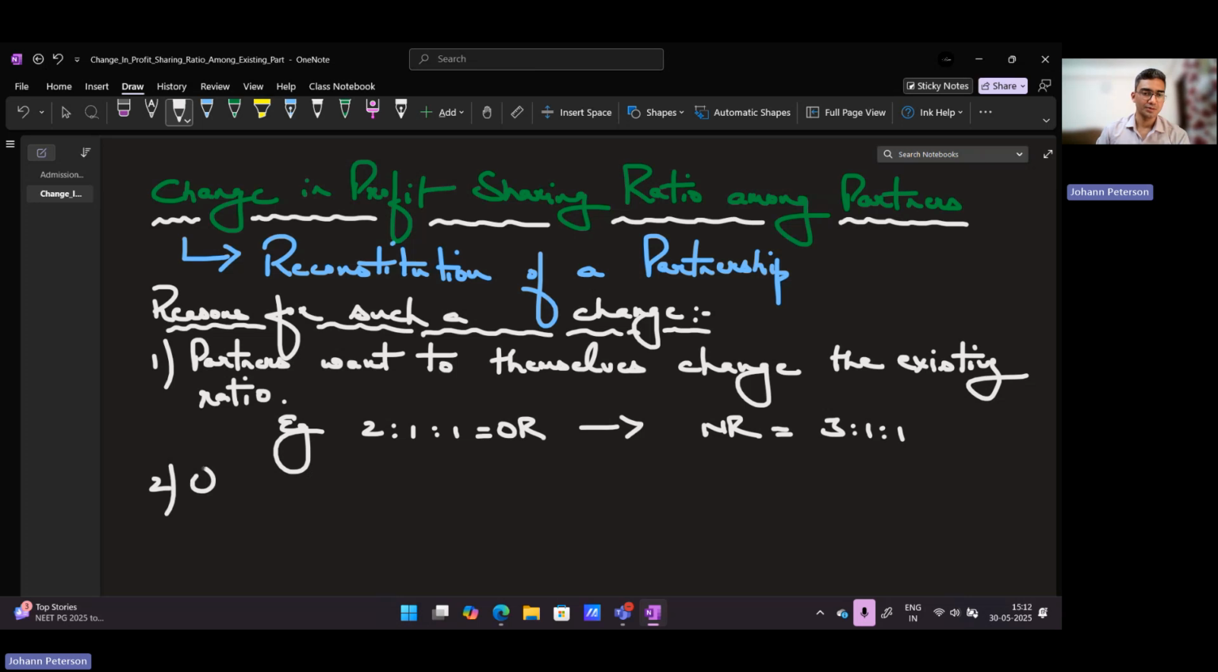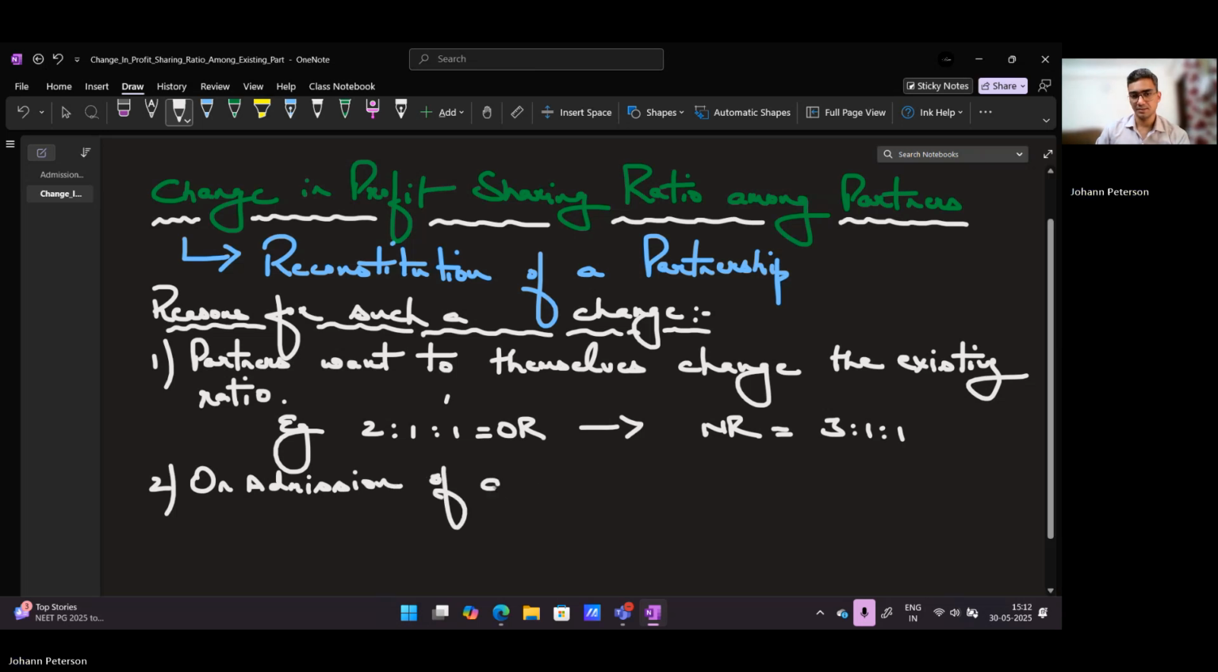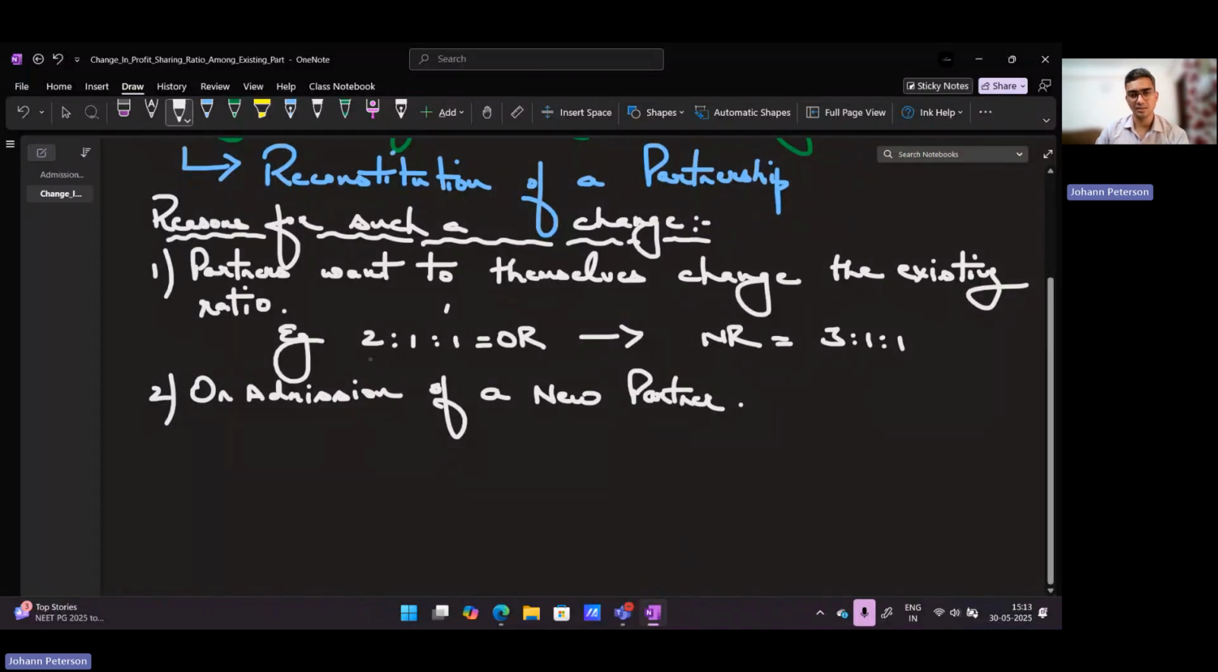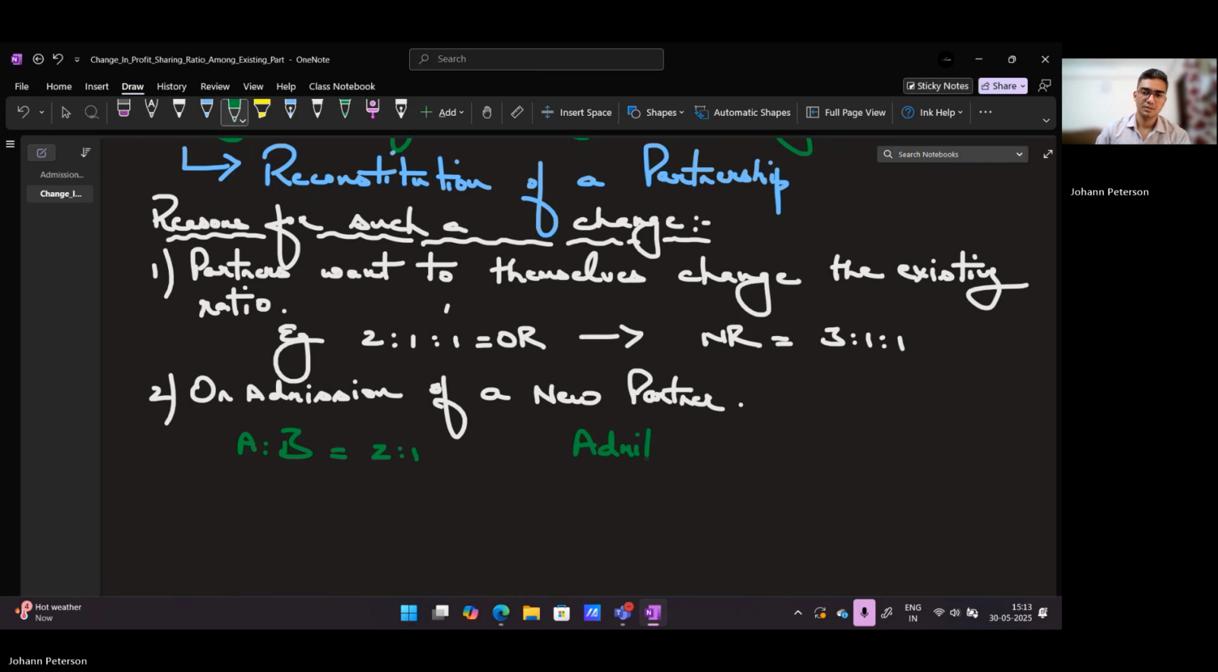The second reason could be on admission of a new partner. This we will see in the following chapter, which comes after this. So what happens in this case? Let's briefly discuss it. Let's say there are two partners, A and B, and their profit sharing ratio is 2 is to 1. Let's say they admit a new partner, C. Now, C is a new partner, and when he comes, let's say the new ratio becomes 2 is to 1 is to 1.